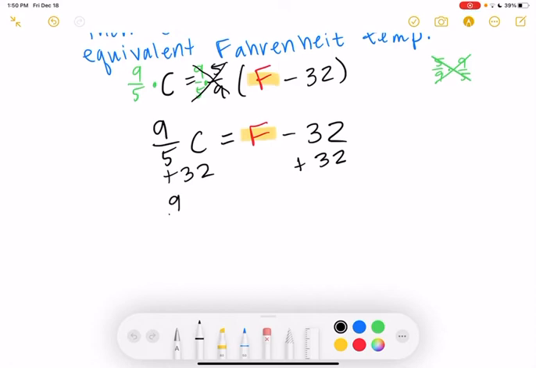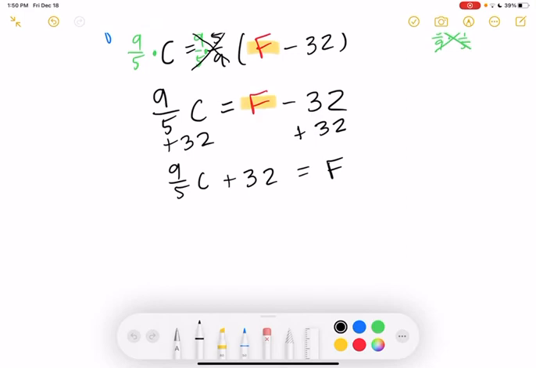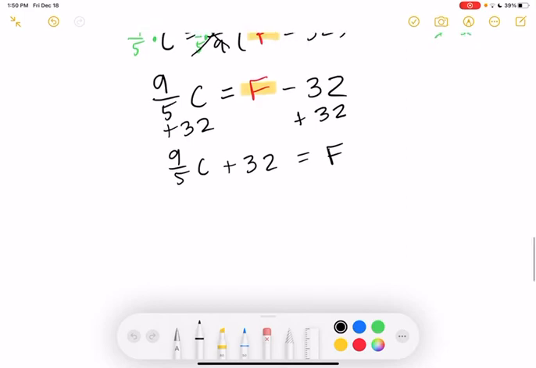So I have 9/5 C plus 32 equals F. Okay, and you can leave it like that. That is the final answer. To me, it looks kind of weird that way. I just feel like I would feel better if it was like this: F equals 9/5 C plus 32. Just personal opinion, that looks better to me. Okay, so either one of those will work.